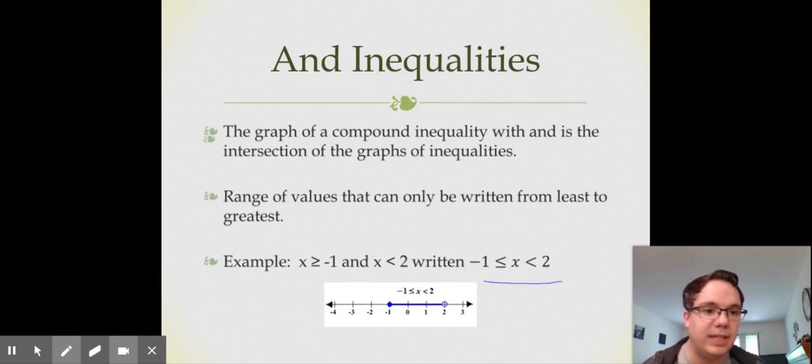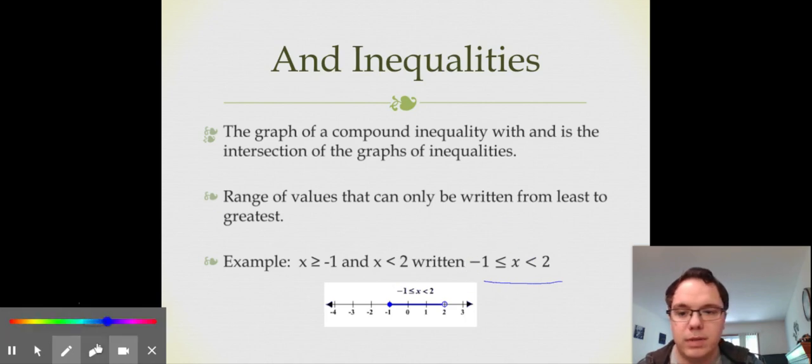An example of an and inequality would be in high school. You are usually between the ages of 13 and 19. So you would say 13 is less than or equal to the age x is less than or equal to 19. So graphs, you're always going to see them as having a dumbbell look, and you're always going to see them as one inequality with two symbols.